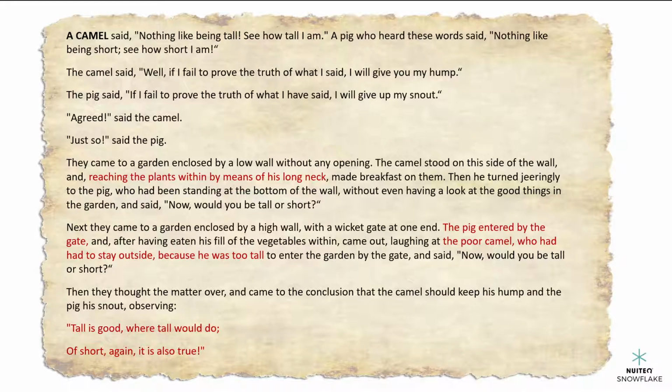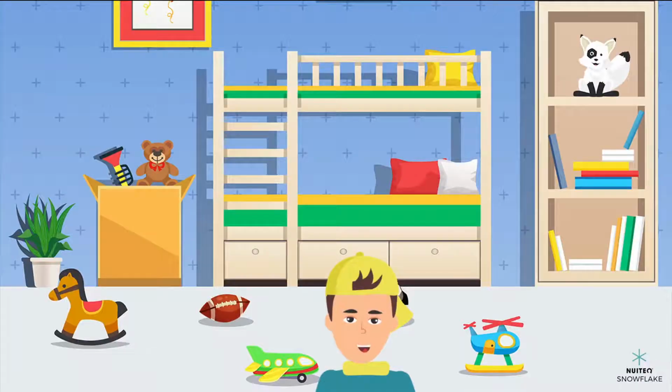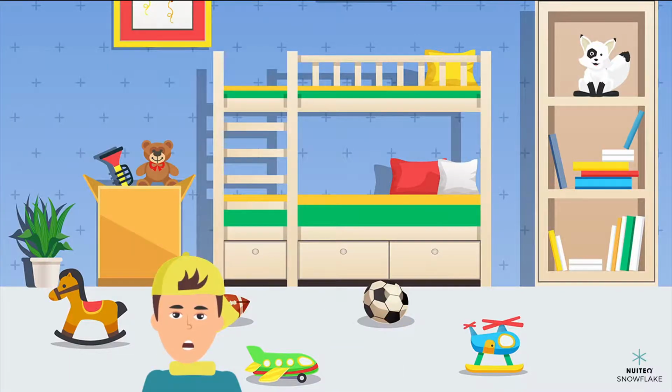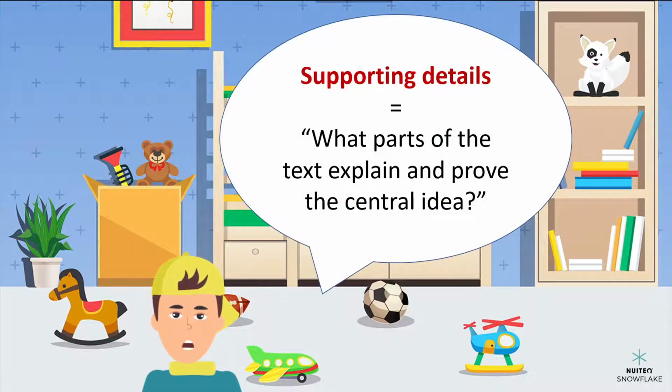In longer stories, we might find more than one central idea, all with their own supporting details. Remember, it's always good to ask ourselves this: what is the most important message the author is trying to send? Because then we can find the central idea of a text more easily. And we should always find the supporting details in the text, that explain and prove the central idea.